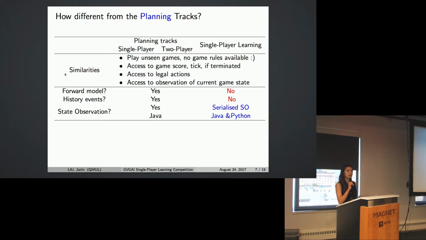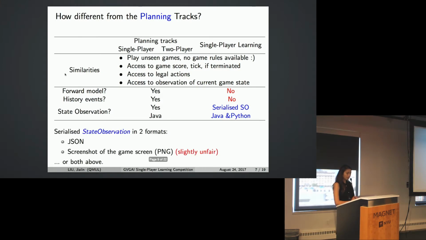But in the planning track, you have access to the history events, which could be the collisions, but in the learning track, they are not included. Another difference is that in the state observation, we provide a serialized state observation in two formats. One could be JSON, a string, JSON object, or a screenshot of the game screen.